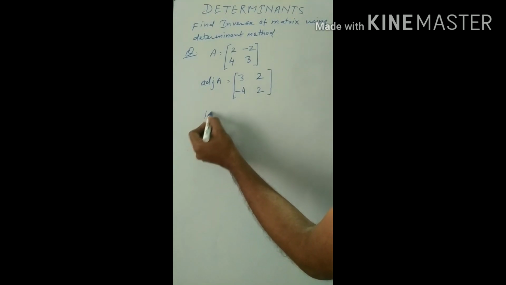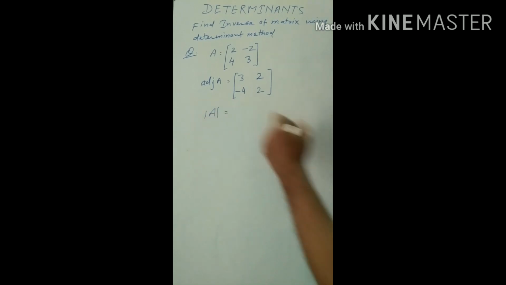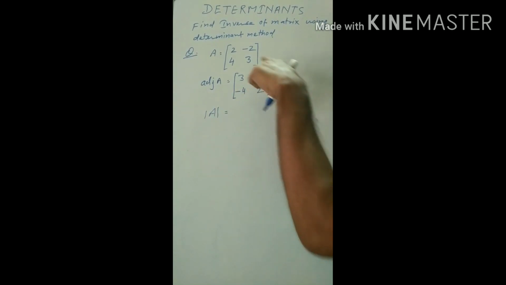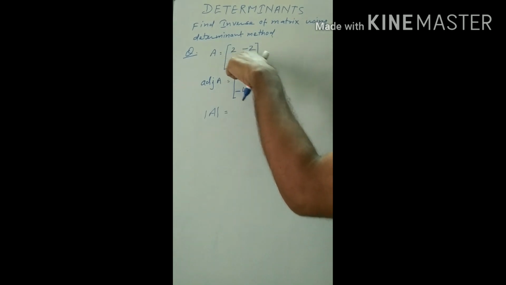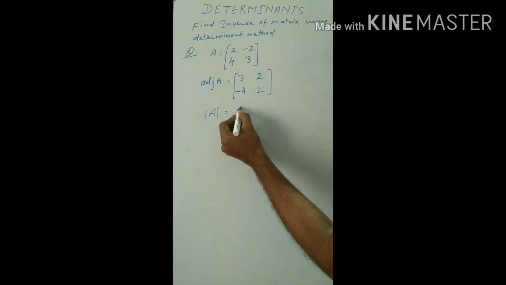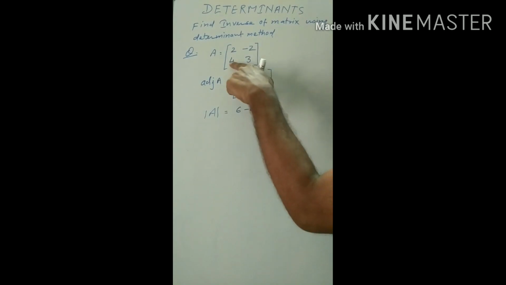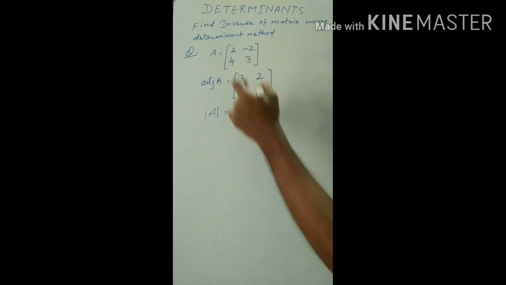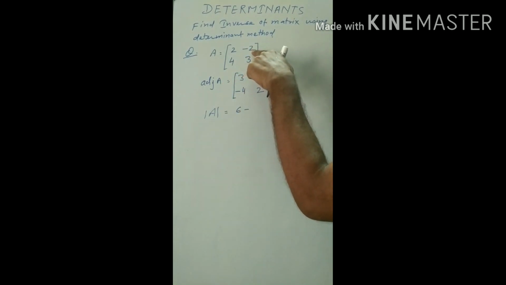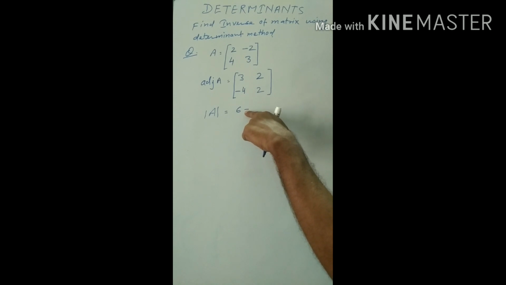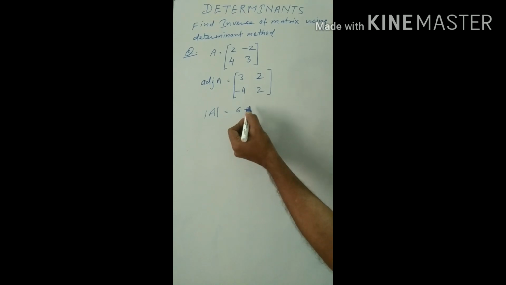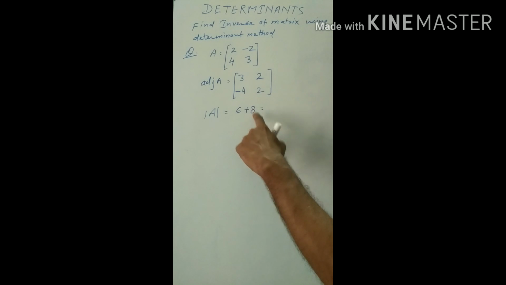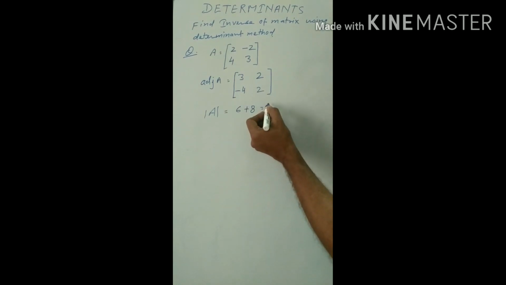Now we find out the determinant of A. Determinant of A is 2 into 3, that is 6, minus 4 into minus 2. 4 into minus 2 is minus 8. We write minus 8 here, so it becomes plus. 8 plus 6 equal to 14.